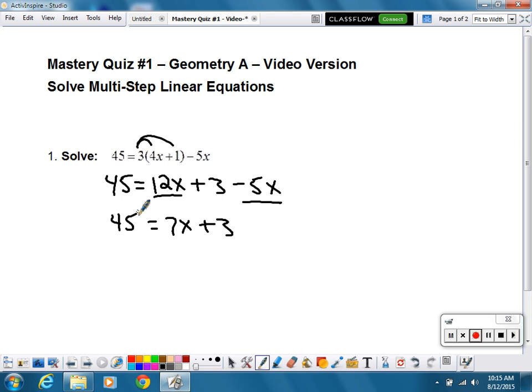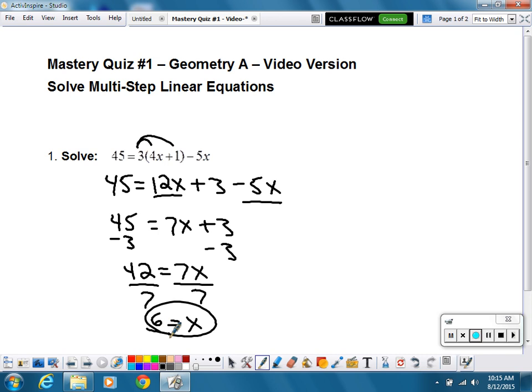I've got a few things to finish up here, 2 steps, and I should be done. I'm going to take away this 3 on both sides of the equation and get 42 equals 7x. And then to get my x by itself here, I'm just going to divide by 7, and I get x equals 6. Voila.